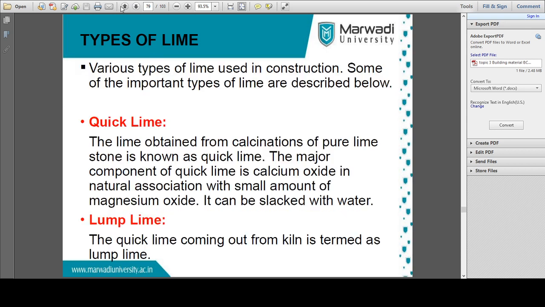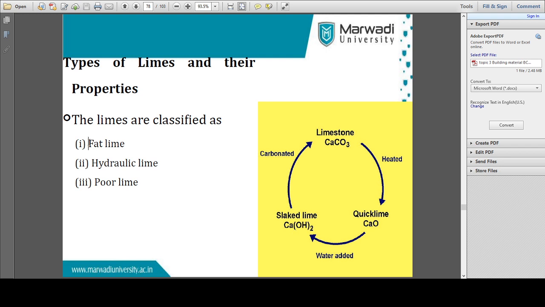Actually, if you simply try to remember, fat lime means it is very rich in lime content, right? Hydraulic lime has some clay particles as a part of its impurity, and in poor lime, more clay particles are available as a part of the impurity. So based on the clay proportion you can have these three classifications.